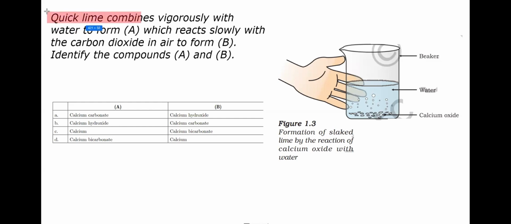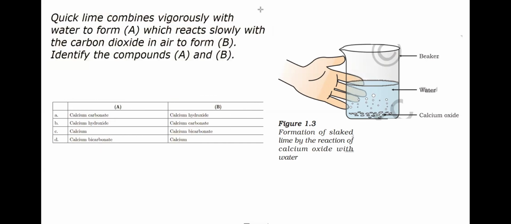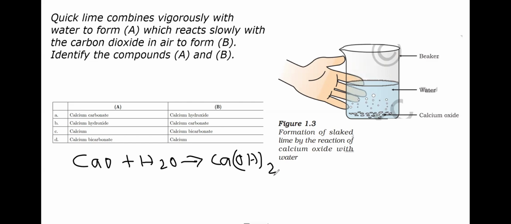This question says quicklime, which is calcium oxide, combines vigorously with water to form a compound A. A further reacts slowly with carbon dioxide in air to form a compound B. We have to identify compounds A and B. These are the options. First you should write down the reaction involved. Calcium oxide is quicklime. It reacts first with water vigorously to form calcium hydroxide, Ca(OH)2, also known as slaked lime.